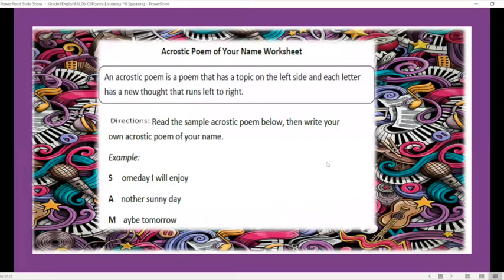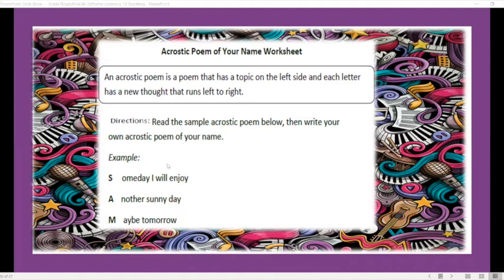So here is what you can do. I'll be reading the chat to see if you guys can show me how you're doing. You're going to write an acrostic poem with the topic on the left side, and each letter has a new thought and runs left to right. Here's an example of a name, Sam: Someday I will enjoy another sunny day, maybe tomorrow.